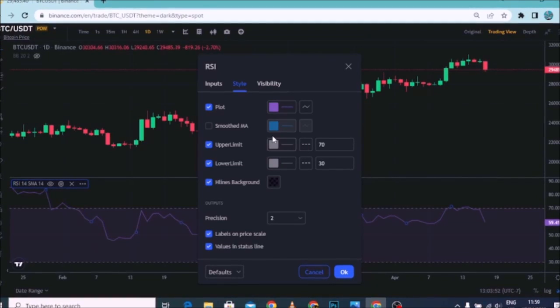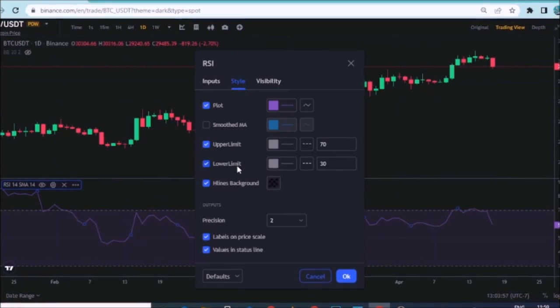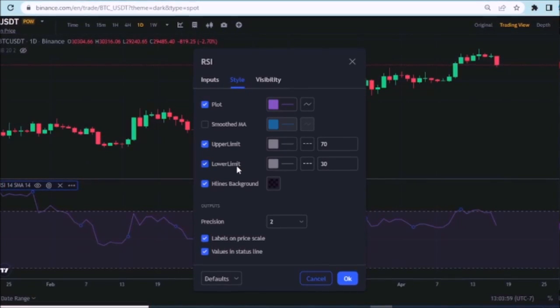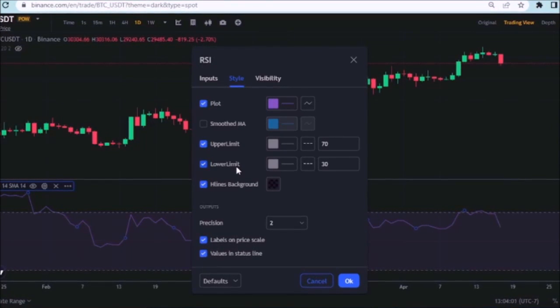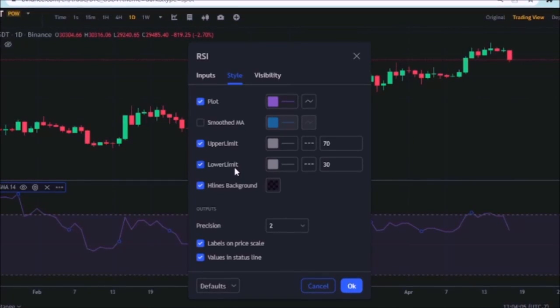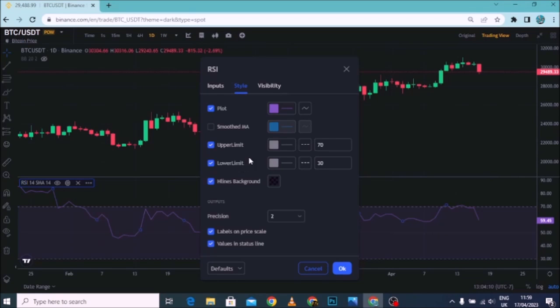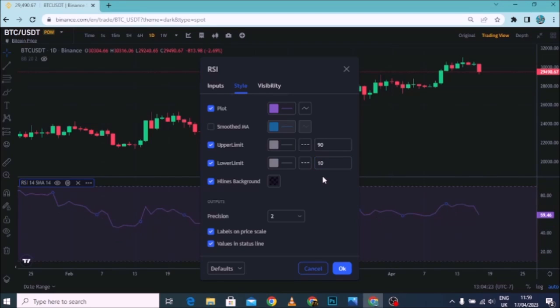In most cases, for the lower and upper limits in styles, there is 70. If you set 70, then this is the standard one, and you set 30 as the lower. When you set 80, then set 20 as the lower. When you set 90 like this, then set the lower as 10. That's how RSI is supposed to be set. So this is how you set it.